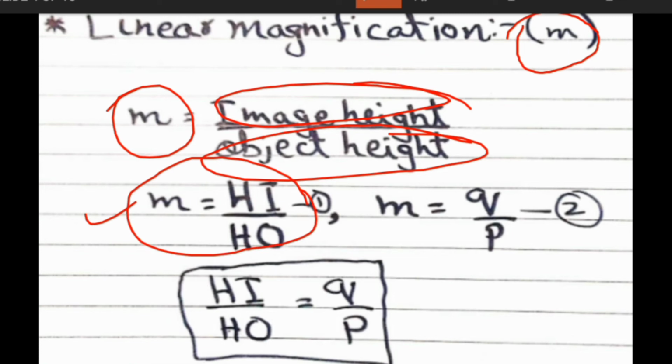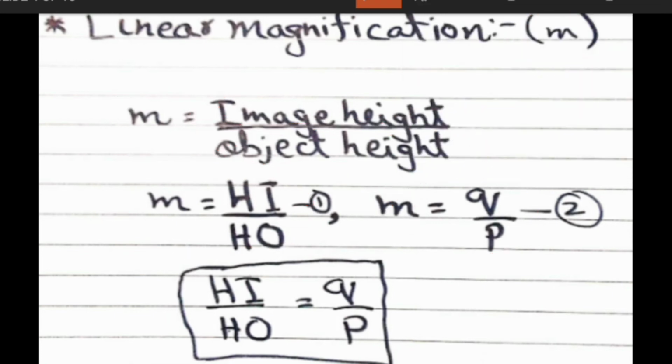There is another formula of linear magnification. We can find the value of linear magnification as m is equal to q upon p, image distance upon object distance. From this formula, we can also find the value of the linear magnification. So there are two formulas of linear magnification: m is equal to hi upon ho, and m is equal to q upon p.